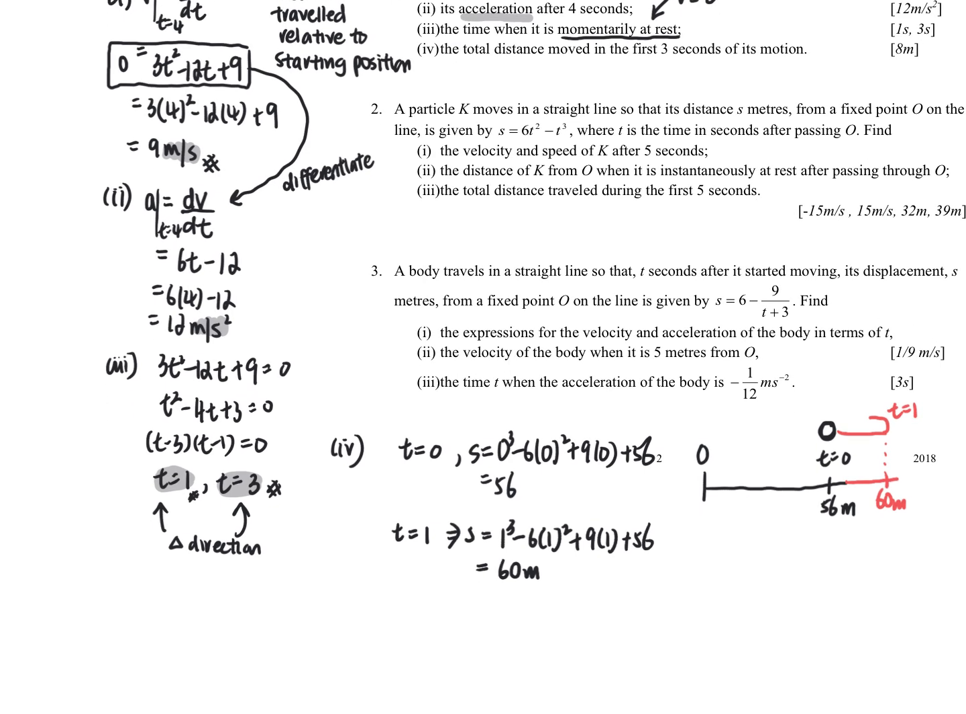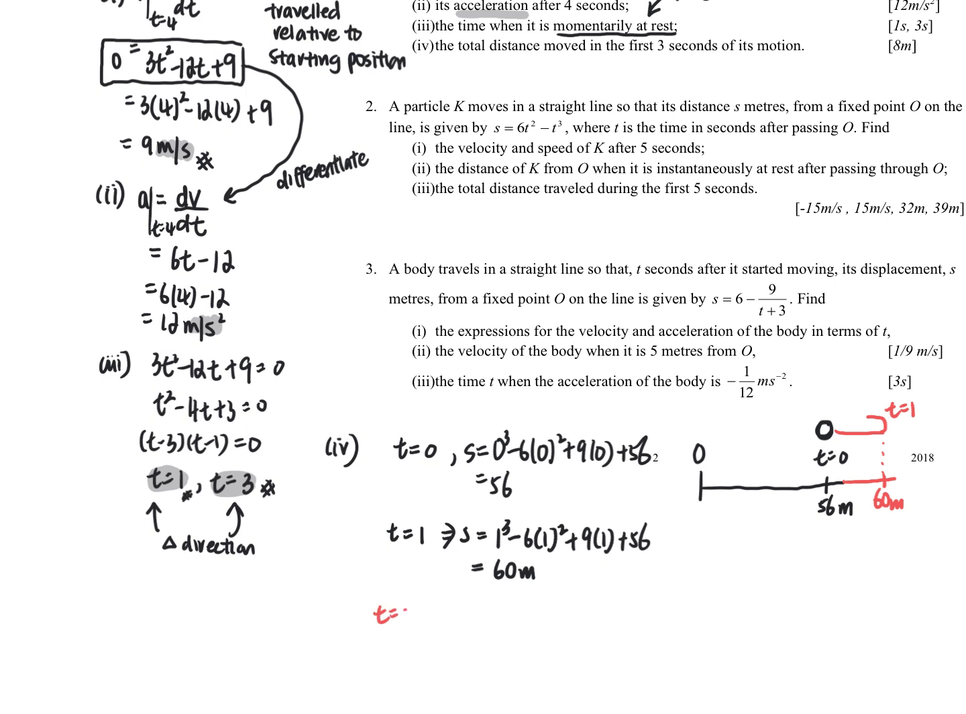Okay, let's check at t equals to 3 where the particle is. Also 56, is it? So it goes back to here when t is equals to 3. By right, you know that if they want you to find 4 seconds, your particle will turn again and move, right? But they are not interested in that because the question says first 3 seconds only. Don't go and find beyond.